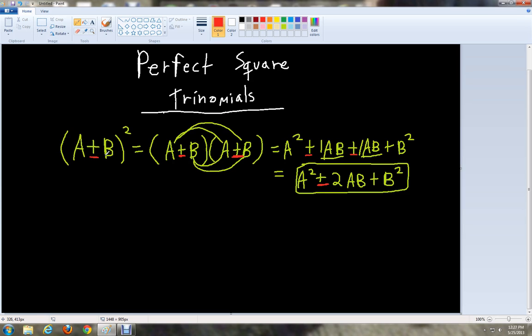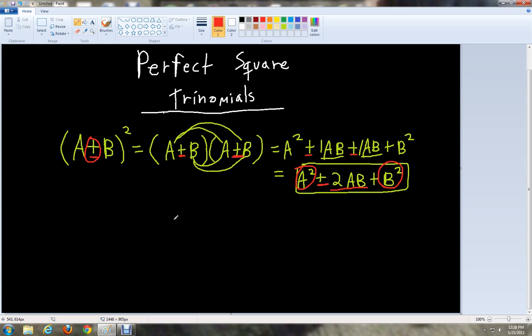So notice that regardless of what the second term is, the b, whether it's positive or negative, when you square it, you're always going to get a positive value. So that's something to keep in mind when you're doing these perfect square trinomials: the first and last terms are perfect squares and they're both positive. And then the middle term, the 2ab, can be either positive or negative depending on what this sign is here.